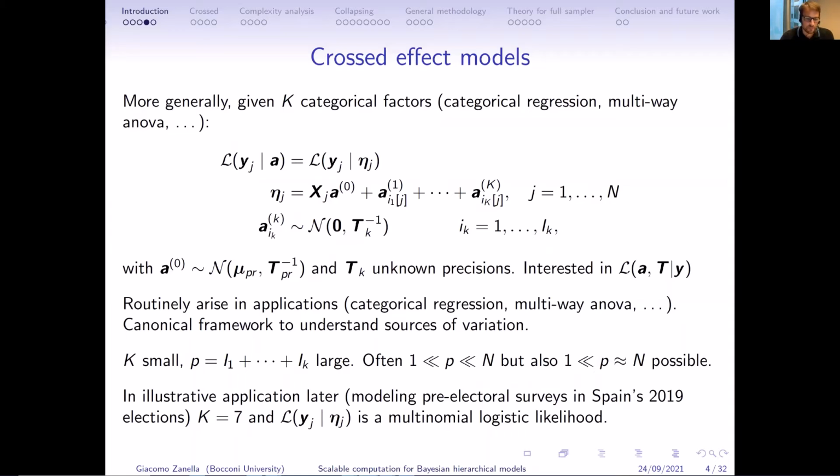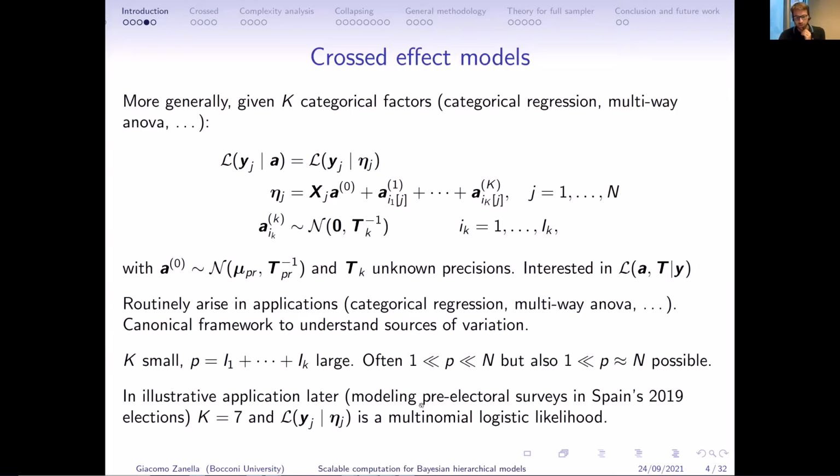And here, P is basically given, ignoring the fixed effects, by I1 plus ... plus IK, and it will be interesting in regimes where P goes to infinity. Often P goes to infinity sublinearly with N, but it could also be that it goes at the same rate as N. So these are the kind of regimes we're interested in.